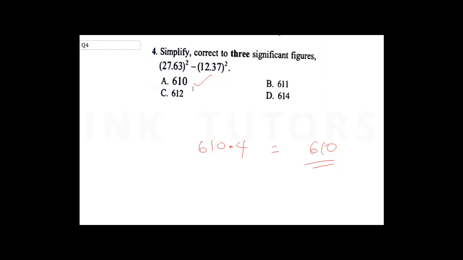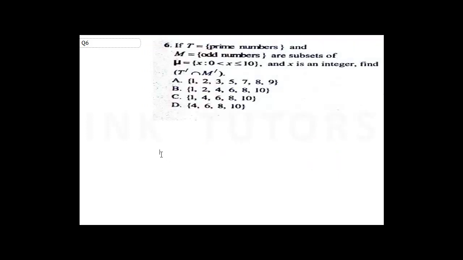Now the next question is a set question. It says if t is equal to prime numbers. Now, set is a very easy question. This is a bonus question for you. So all you need to do is know which one signifies. They say t is prime numbers. Our prime numbers are 2. Remember, 1 is never a prime number. 1 is not a prime number. Prime numbers have 2 factors. So 1 has just 1 factor, which is 1. So 2, 3, 5, we'll have 7.